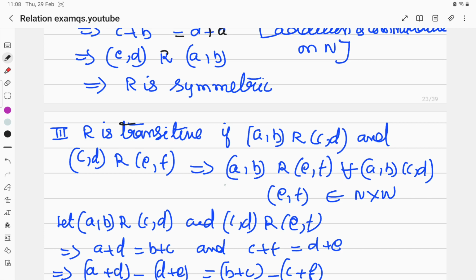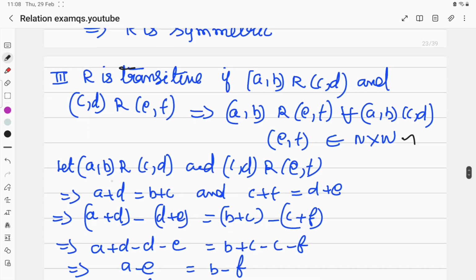for all, then (a, b) is related to (e, f), and (e, f) belongs to N cross N. Let (a, b) be related to (c, d), which is given. We have (c, d) related to (e, f).